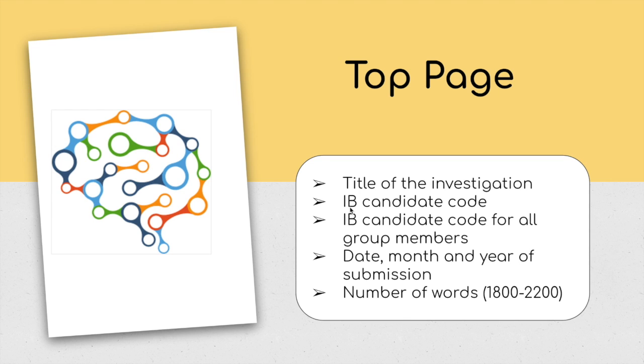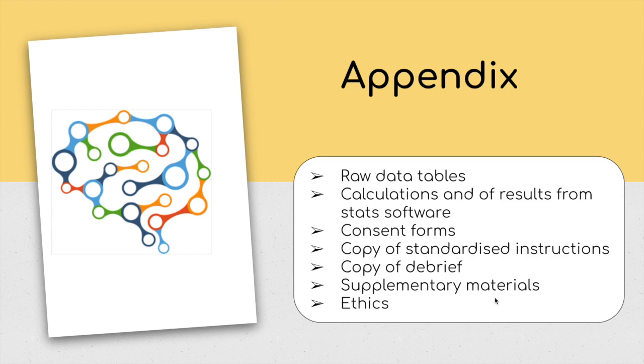So the top page, you need to make sure that you've got the title of your investigation, your IB candidate code when you find it out, the IB candidate codes for all group members. Please don't put their names or your names on. The date, the month, and the year of the submission of this, and then just your word count.